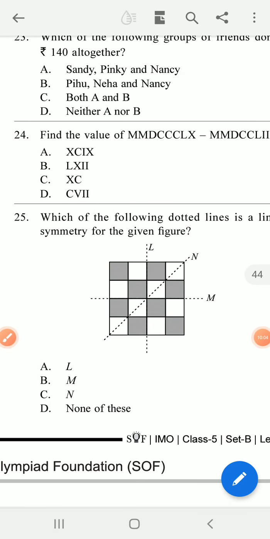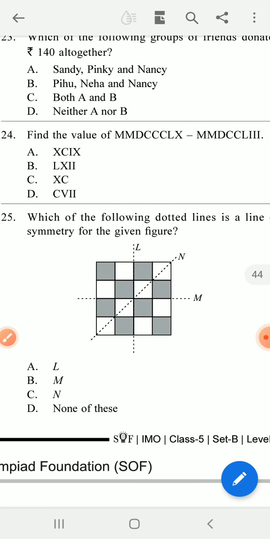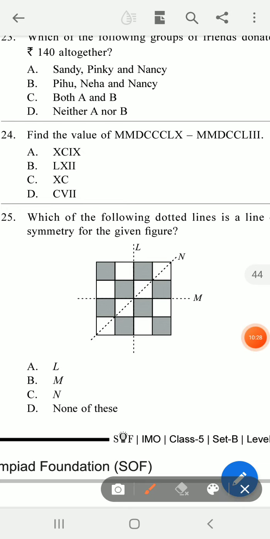Which of the following dotted lines is a line of symmetry for the given figure? So there are two lines of symmetry, three lines of symmetry. So which is properly fitted? C is the answer. N is properly fitted.